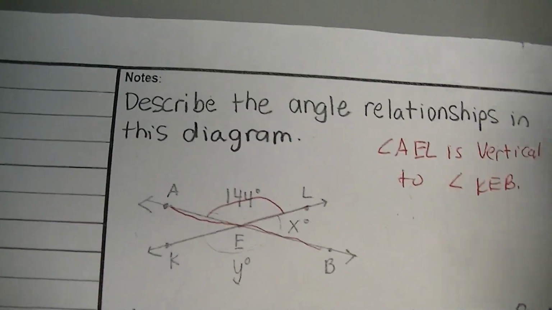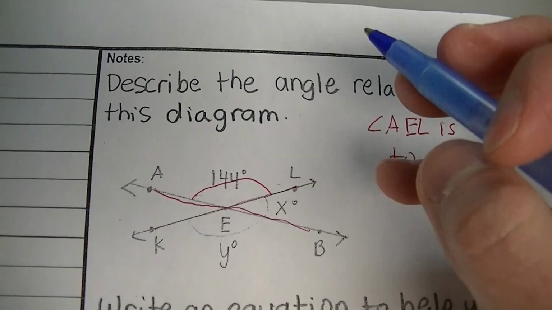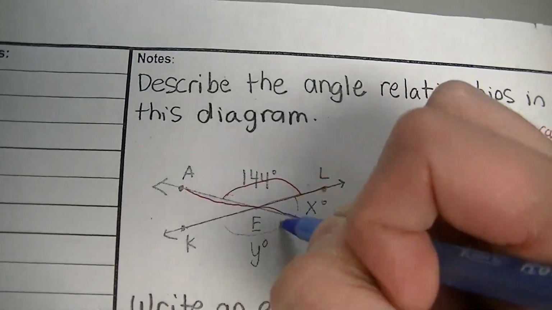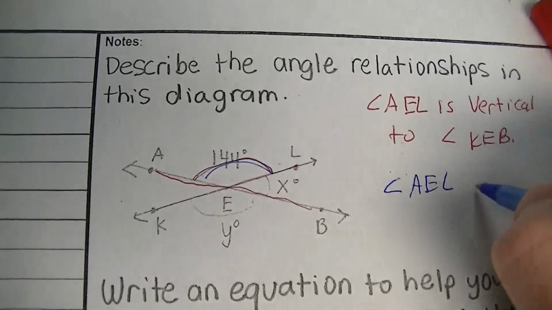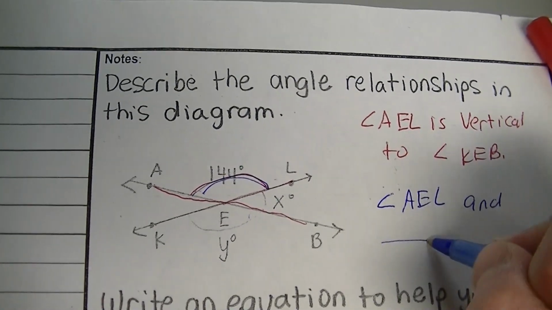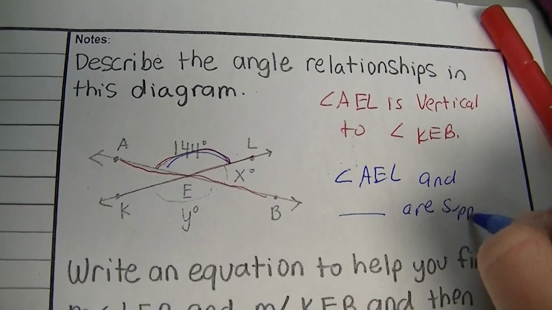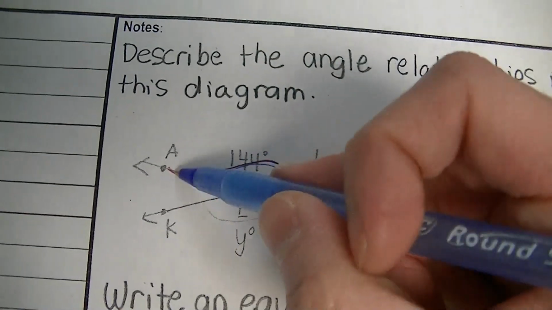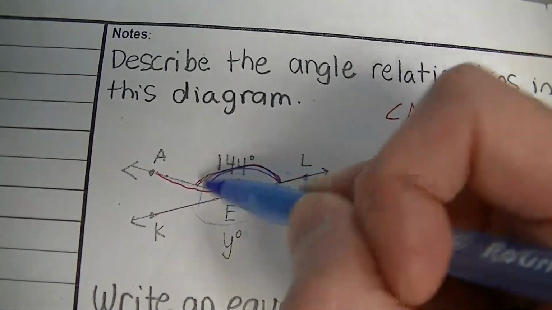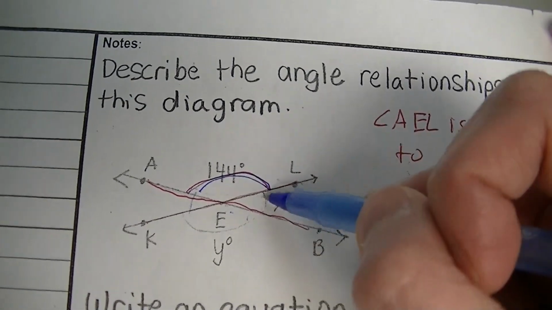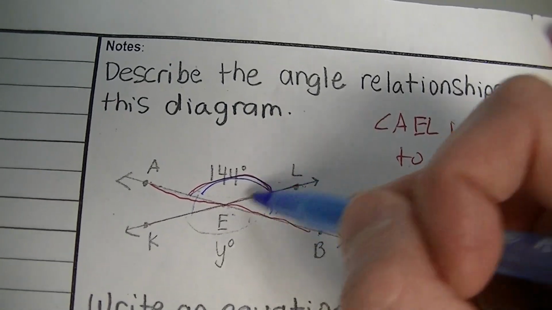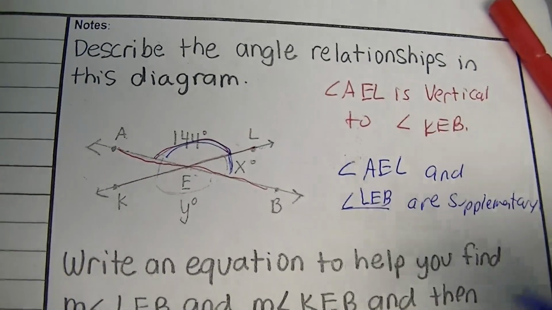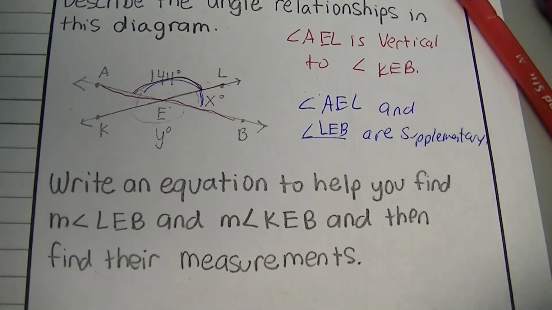Okay. Another relationship that you ought to notice is, let's see, angle AEL, so that guy right here, and which one are supplementary? Okay. There's two possibilities. You could say AEK and this one are supplementary, or you could say LEB. I'm going to use that one. Either one's correct. Angle LEB. Okay, they're supplementary, so that means they're going to have a sum of 180 degrees.